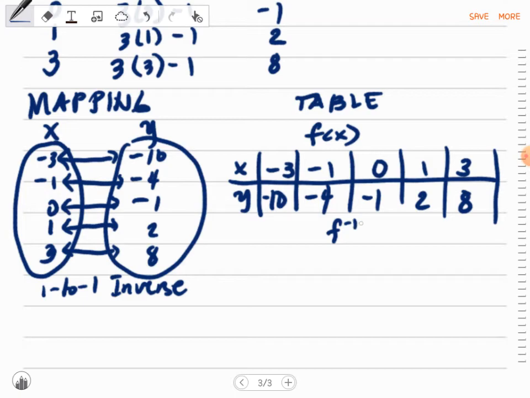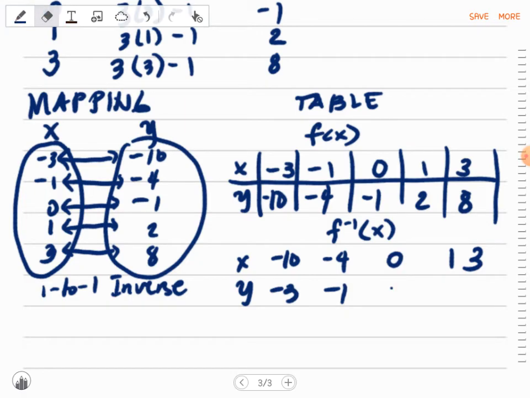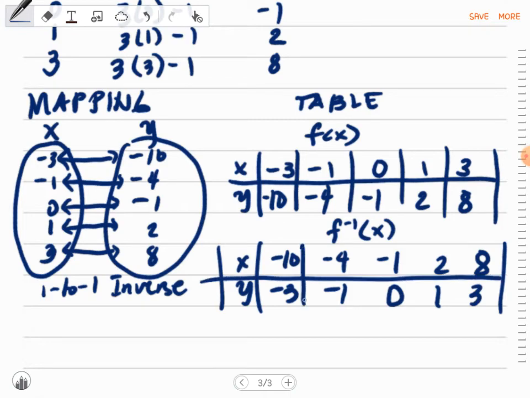Now, interchange the values of x and y. That will become the inverse of the function. So we have x and y. That is negative 10, negative 4, negative 1, 2, and 8. And then, we have negative 3, negative 1, 0, 1, and 3. Okay? So, this is the inverse of a function using tables.